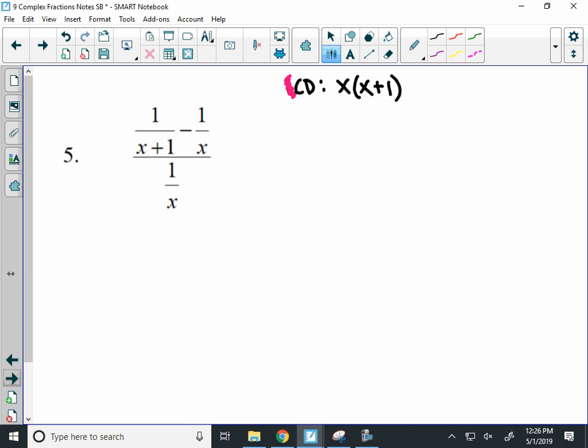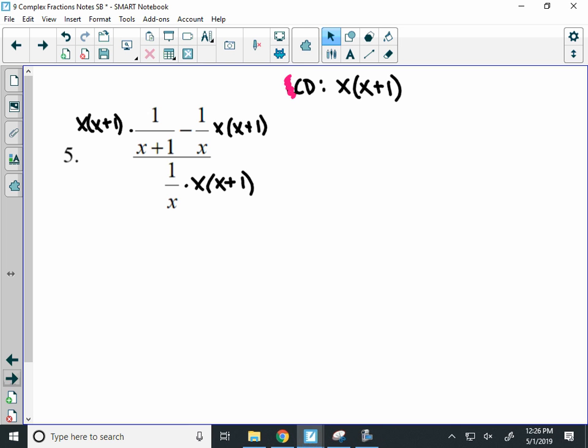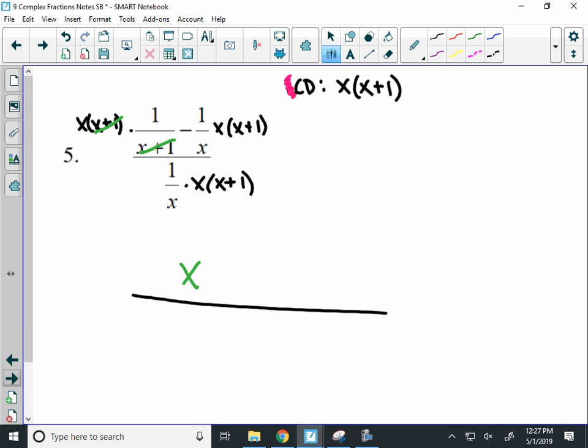Alright, so we're multiplying everything by x times x plus 1. Okay, so write that out. X times x plus 1. Alright, and just be careful when you simplify. Remember, we're only canceling denominators here. So the top left one is actually pretty nice. What goes away? X plus 1. So all you're left with is x, 1x, right? That's what you have after you cancel.